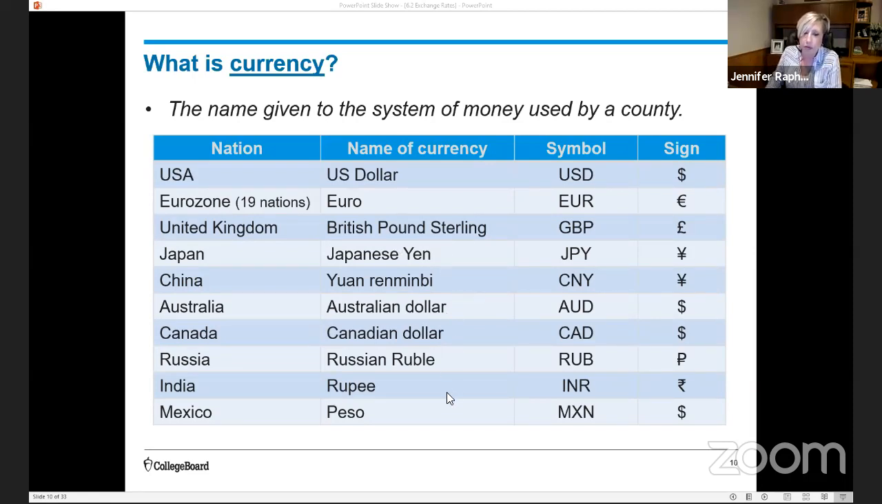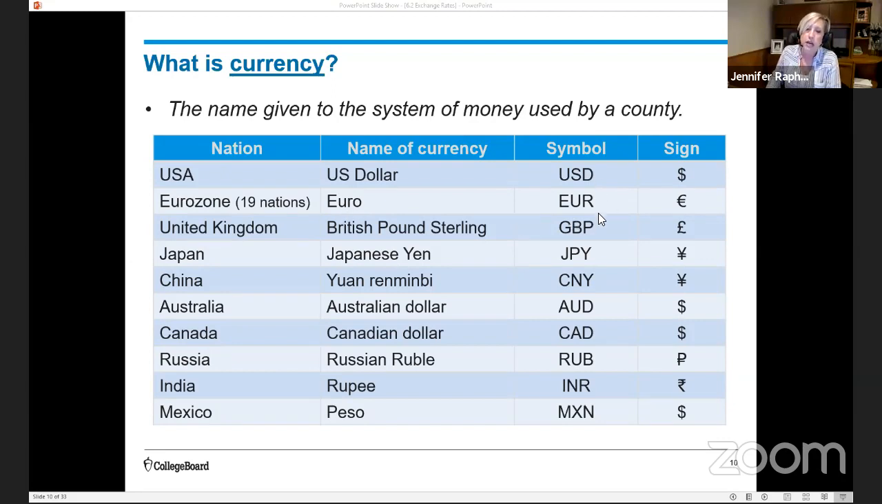So some of these are probably familiar to you. You've probably heard of a yen, a yuan, an Australian dollar, a Russian ruble, a Mexican peso. These are the names of the currencies used by these countries. Remember that the Eurozone is comprised of 19 nations. So the EU itself, the European Union, is a cooperative of nations, but not all nations in the European Union actually use the euro as their currency. So the Eurozone describes the 19 nations that are part of the EU for whom the euro is their currency.